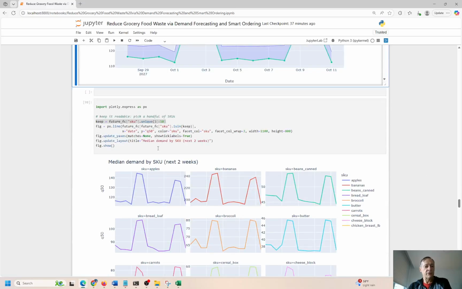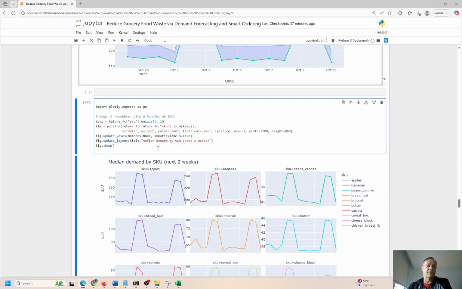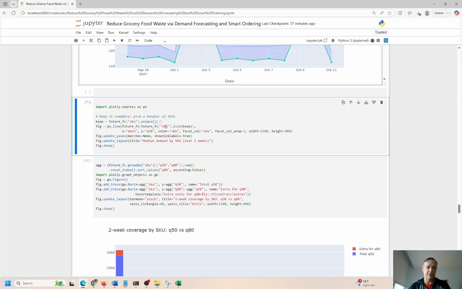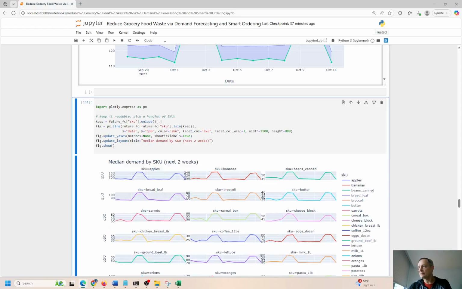So I also want to take a look at these SKUs based on the date and the quartile 50 and look at everything simultaneously all at once. So again, we can do a slice over here and look at the top 10, or look at everything. Okay, this is going to give me everything.